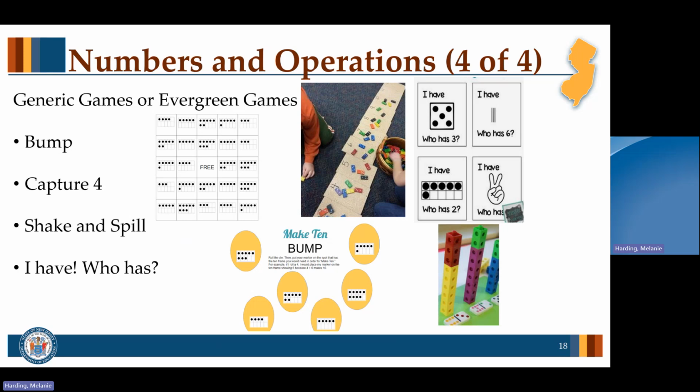So this is a make 10 bump down here where they roll the die. If they roll a 2, they can put their cube right here on this circle. And then if their partner rolls a 2, they can bump them off. The goal is to use all 10 of your counters first. Let's say you roll a 2 again, you can put 2 cubes on this, and now you've captured it. So, that's the name of the game.